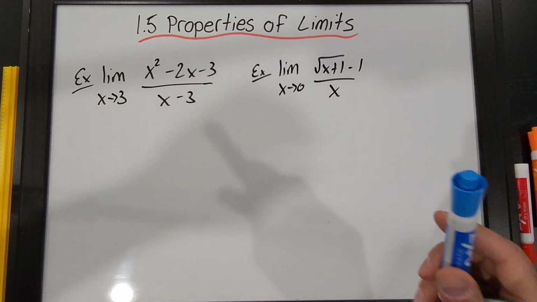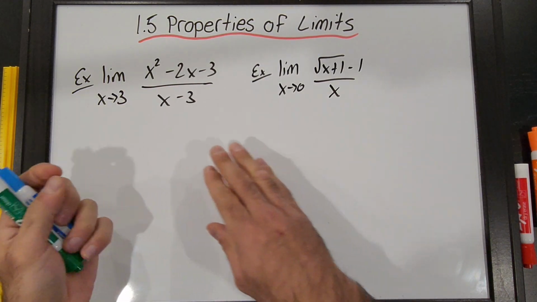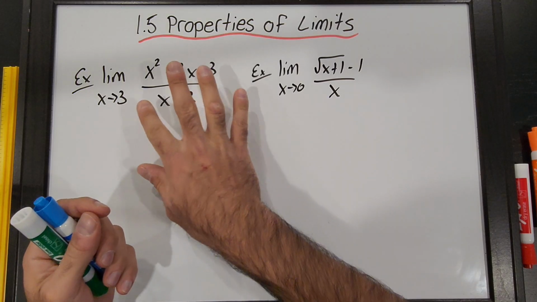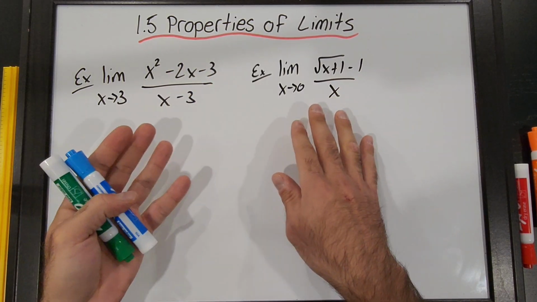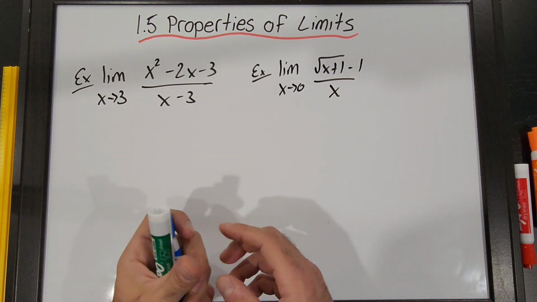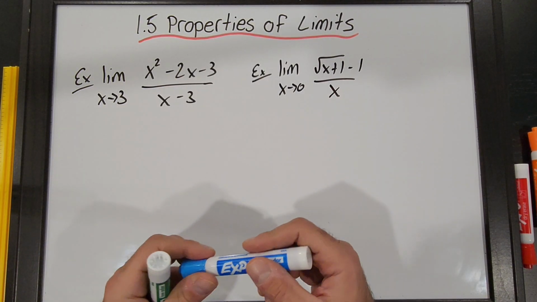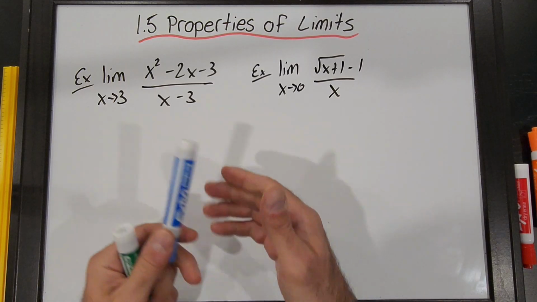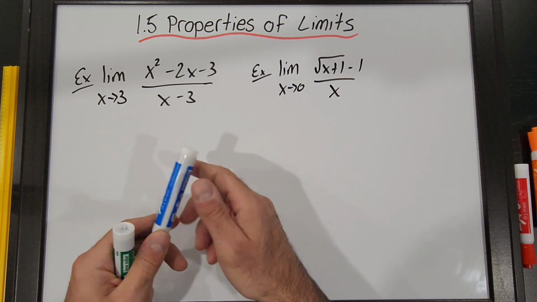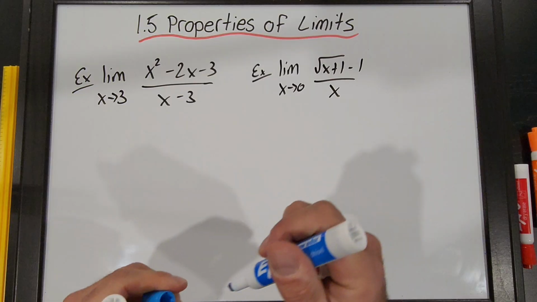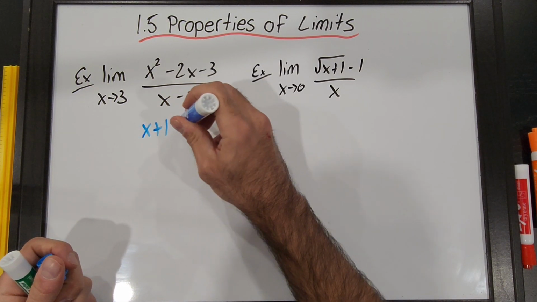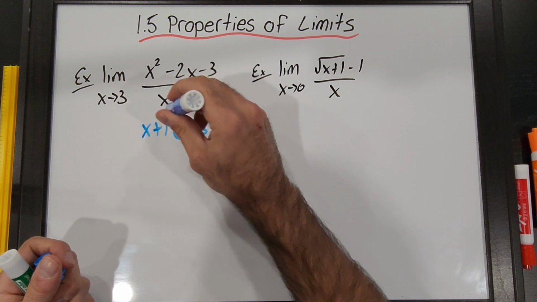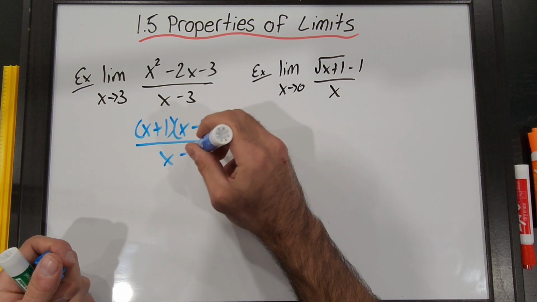Okay, so for questions like this, you can see right away that if I plug in 3, I'm going to get something over 0. If I plug in 0, I'm going to get something over 0. So I can't find the limit like I did in the previous 3 examples. I have to do stuff. So what kind of stuff do we have to do? Well, for instance, in a scenario like this, I can factor that numerator. So I can just say that this is x plus 1, x minus 3 up top, over x minus 3.